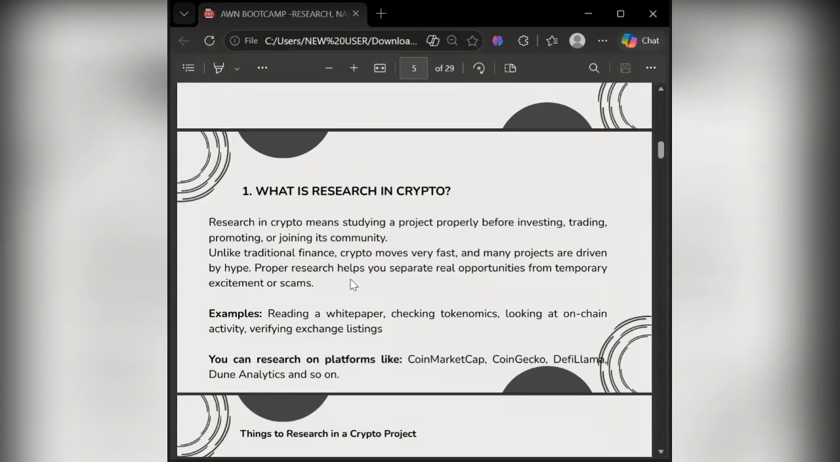So what is research in crypto? It's going to be a very long class, so I have to be a bit fast. If you have a question, you can just drop it. We'll attend to it. So what is research in crypto? Research in crypto is studying the project properly before investing, trading, promoting, or joining its community. Unlike traditional finance, I hope you also understand what traditional finance is, crypto moves very fast, and many projects are driven by hype. Proper research helps you separate real opportunities from temporary excitement or scams.